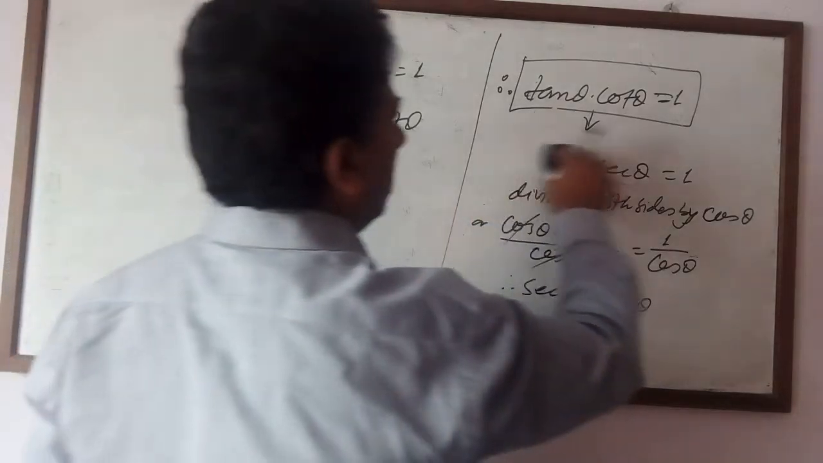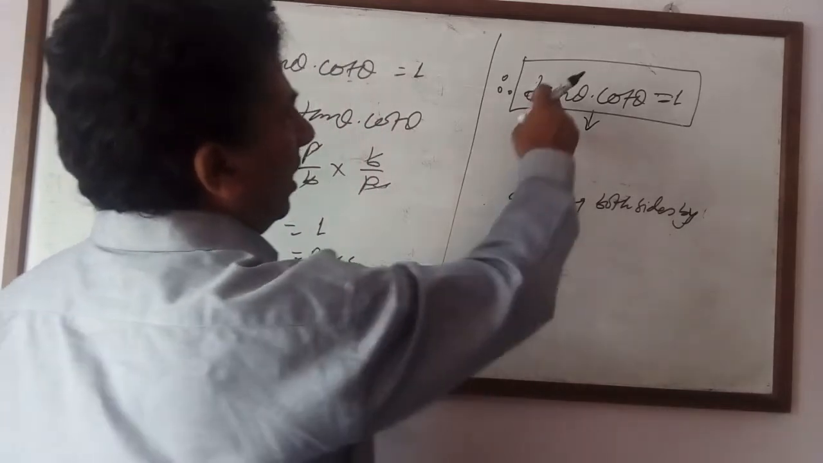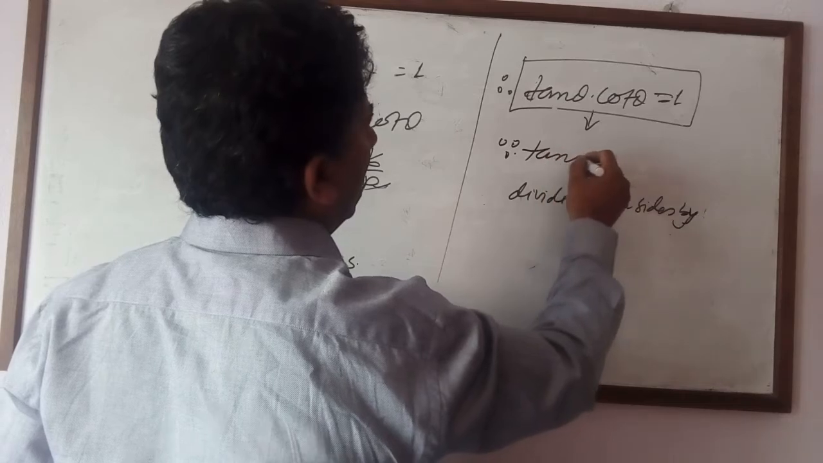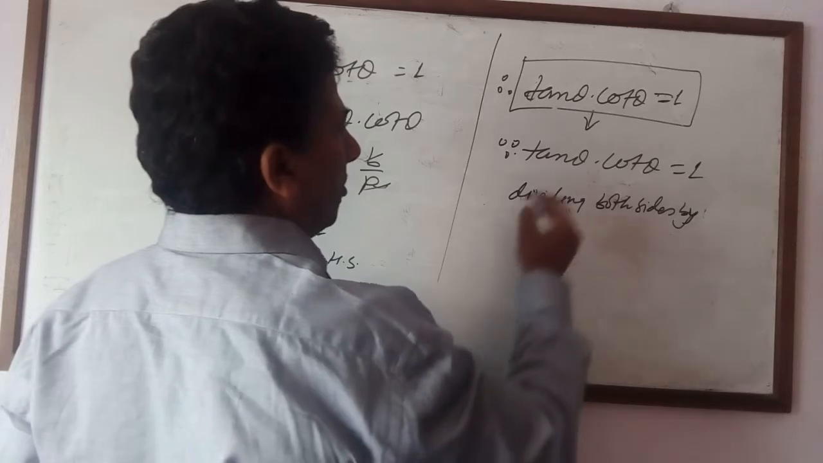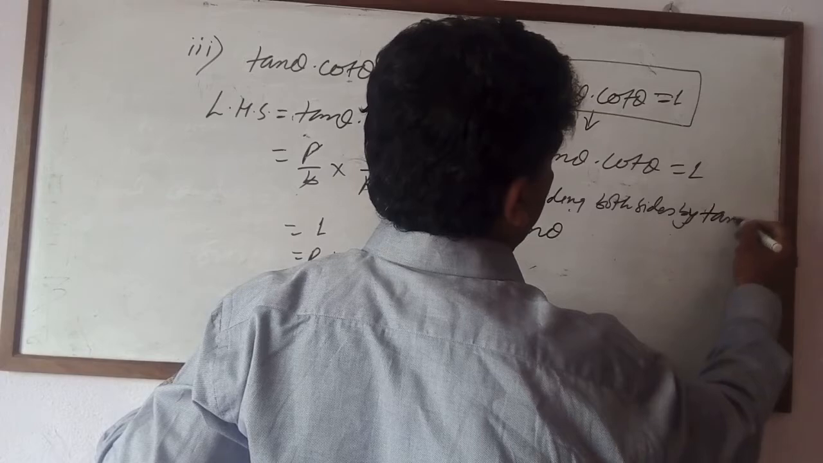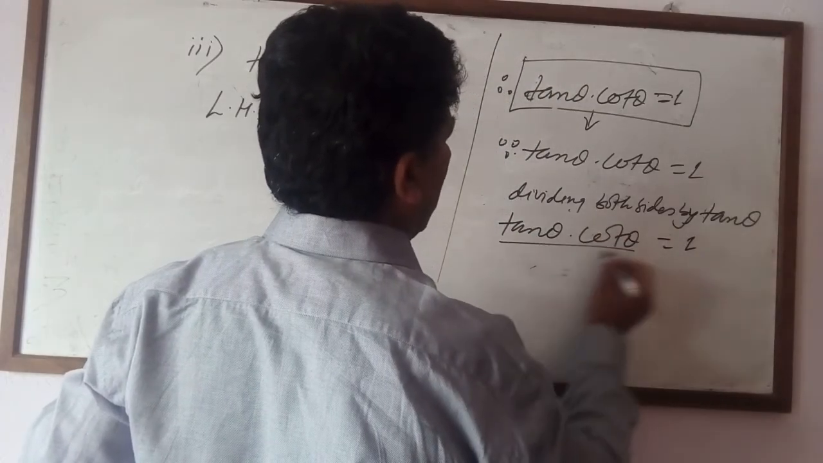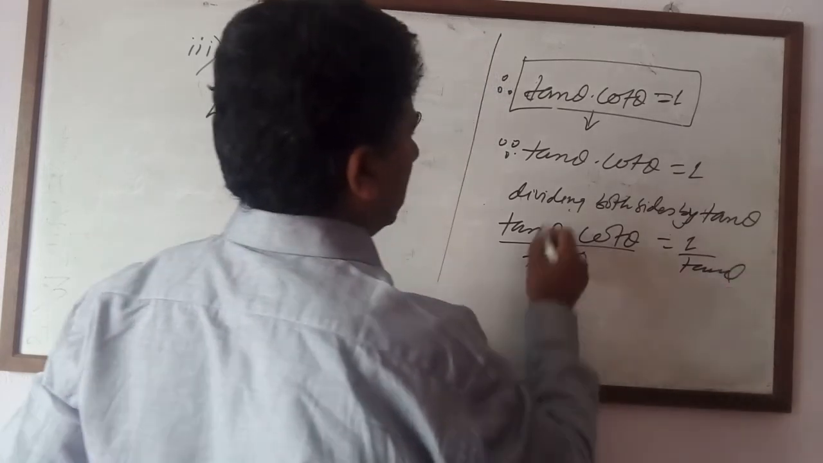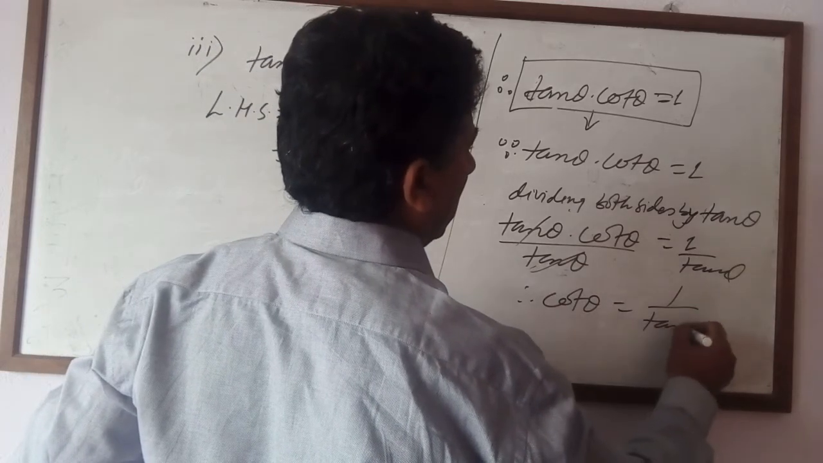Again here also, tan theta times cot theta equals 1. Which one do you want to remove? You have to decide. Say tan theta. Then divide both sides by tan theta, same method. Tan theta cancels, therefore cot theta equals 1 by tan theta.